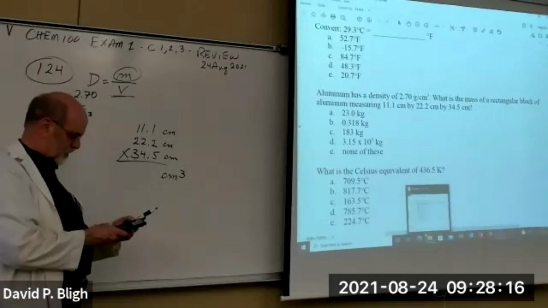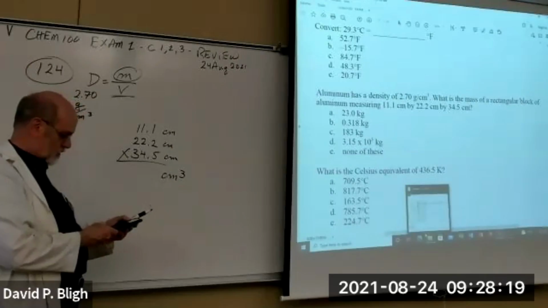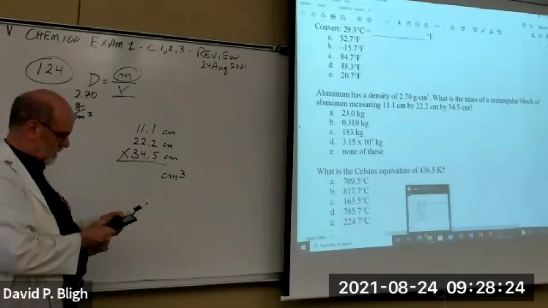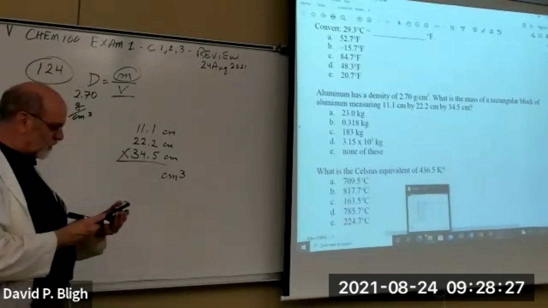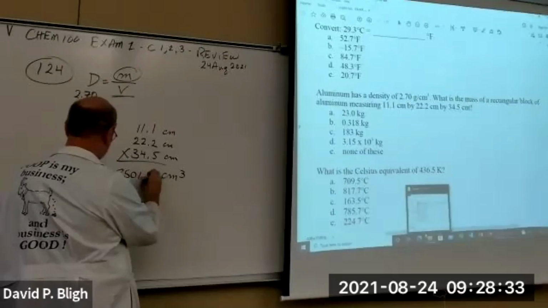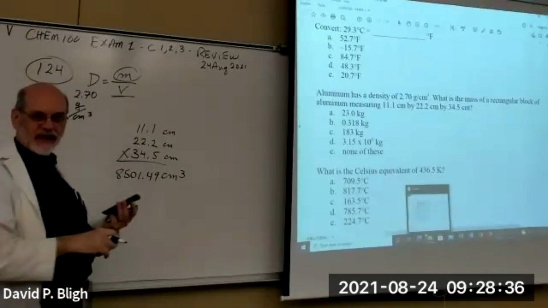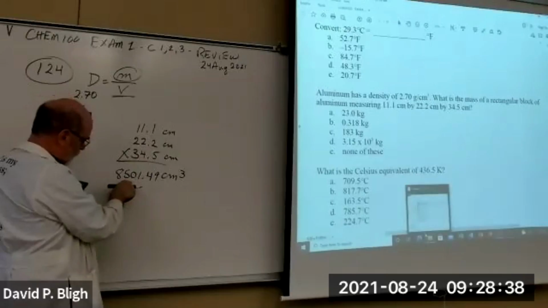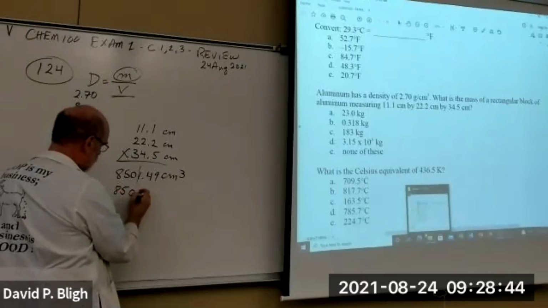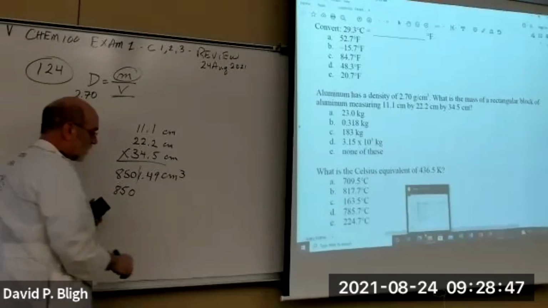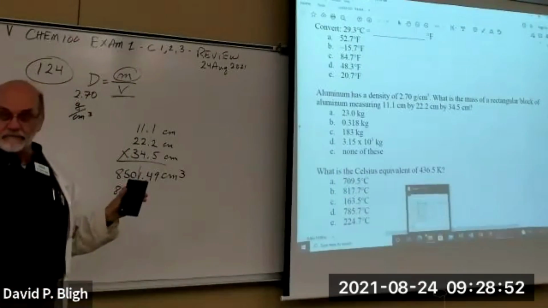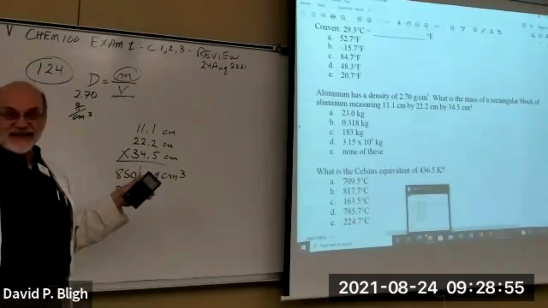So 11.1 and 22.2 and 34.5. So I get 8,501.49. So let's multiply, divide, that means 3. So I can keep 3 of these. That place, 8, 5, 0. Well, actually, this is multiply, divide, and that's multiply, divide. So you can keep all of them until you get to the end, right?